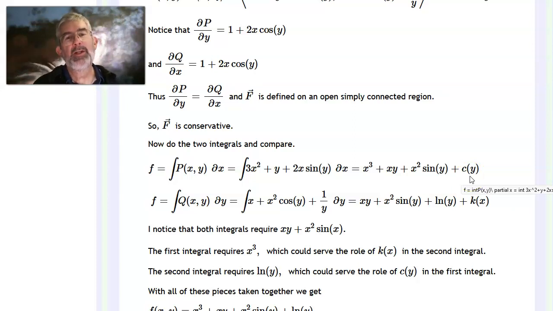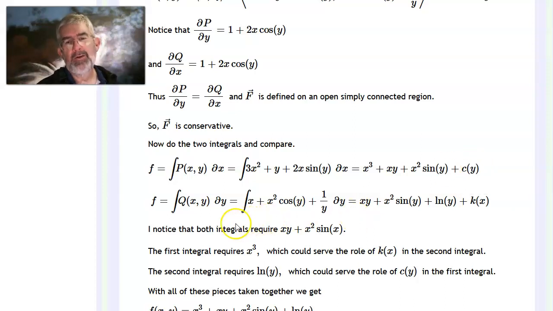Because any function of y, when I take its partial derivative with respect to x, is going to be 0. So that could be any crazy function of y, or it could just be a constant, or it could just be 0, right? Depending on what is needed for the other integral.